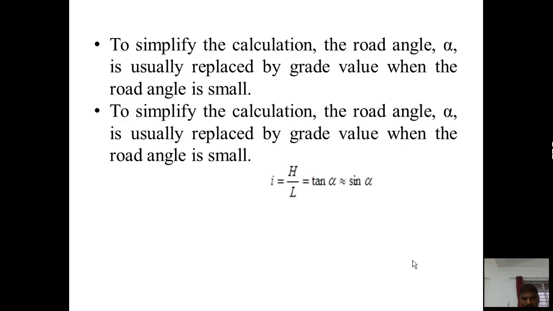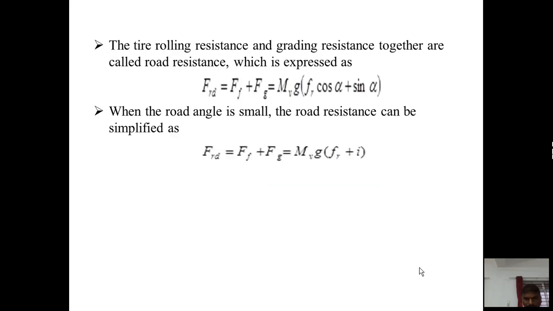So that is i equal to H divided by L equal to tan alpha, which is approximately equal to sin alpha. The tire rolling resistance and grading resistance together are called road resistance, which is represented as F_Rd equal to F_f plus F_g equal to M_v g (f_r cos alpha plus sin alpha). When the road angle is small, the road resistance is simplified as F_Rd equal to F_f plus F_g equal to M_v g (f_r plus i).